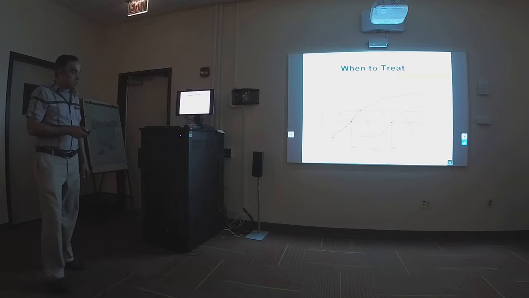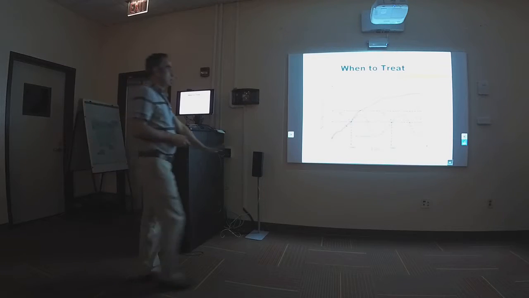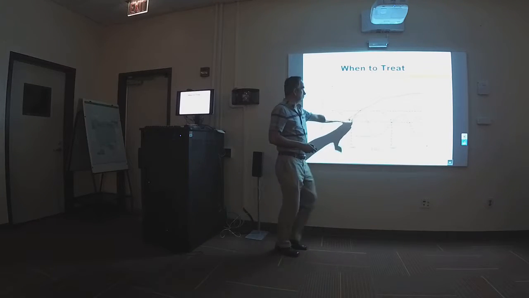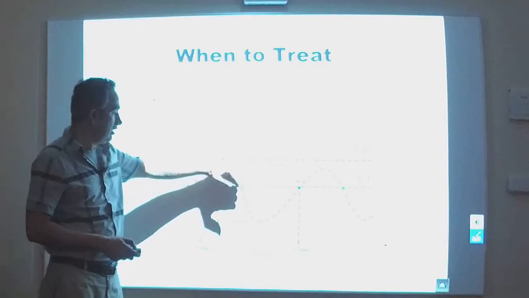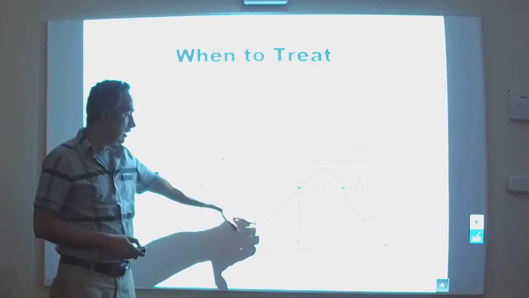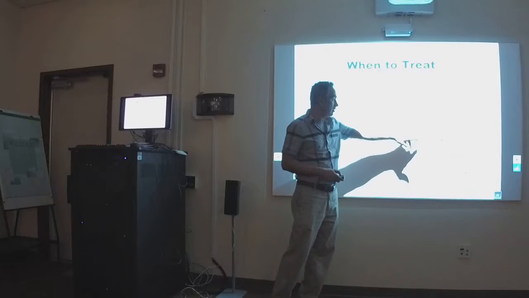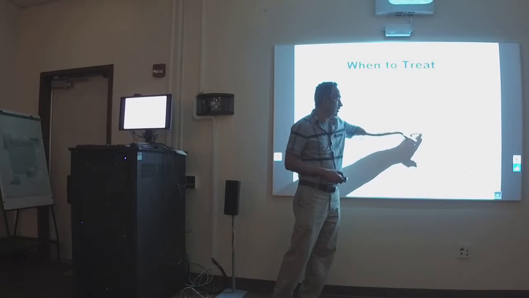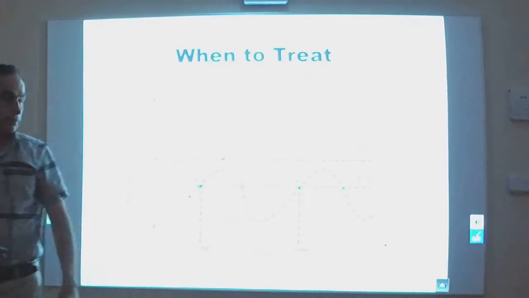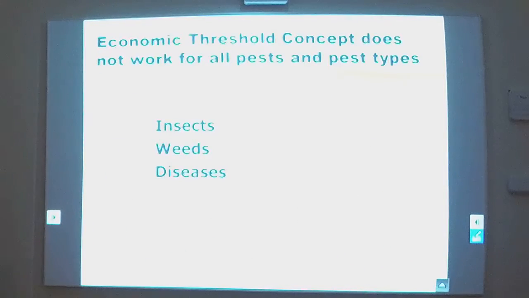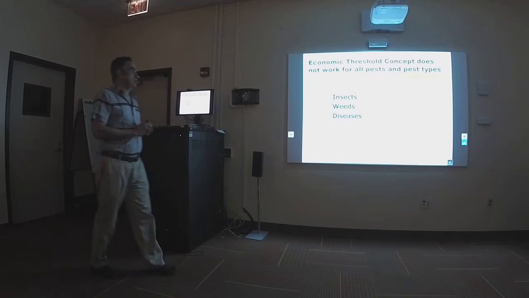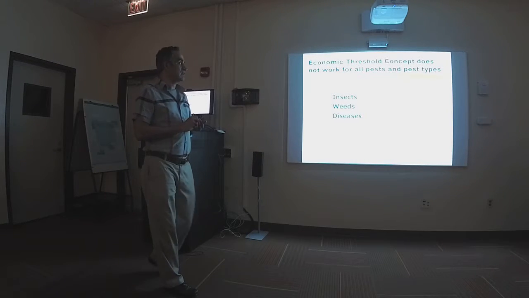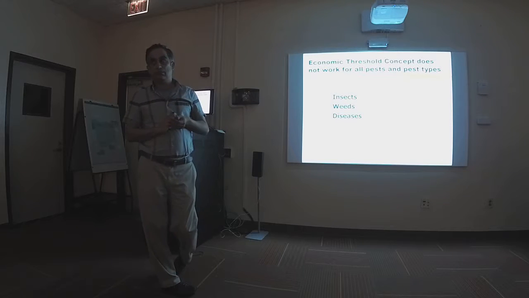This is what's going to happen if you don't spray untreated. It's going to cause more damage than if you spray. Here, it went down, and then they started coming back again. In time to treat again, they'll go up and come back down. So the economic threshold concept does not work for all pests and pest types.